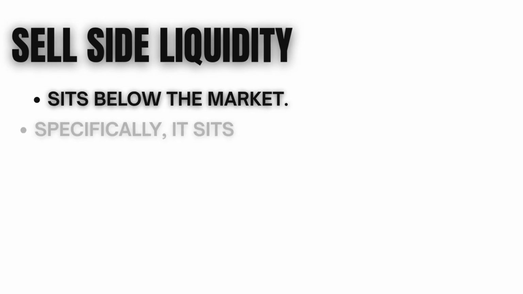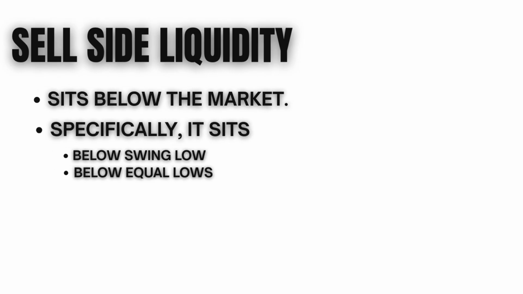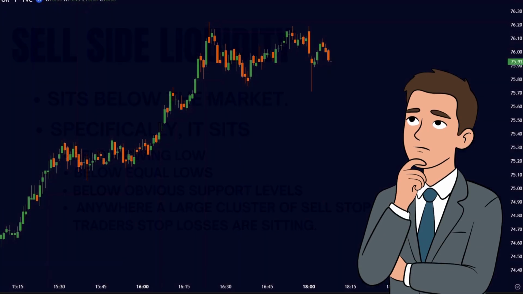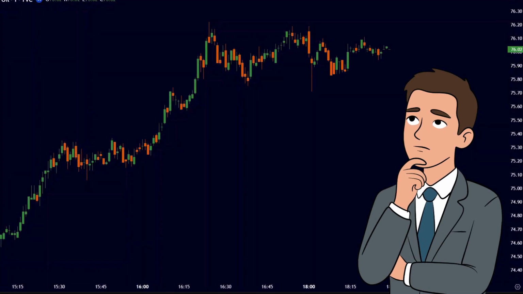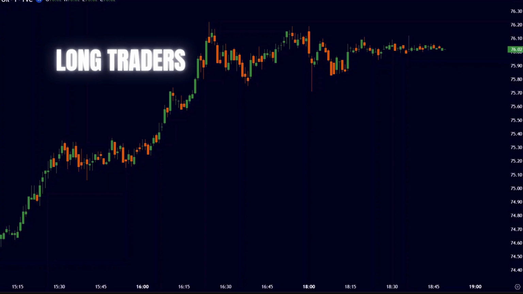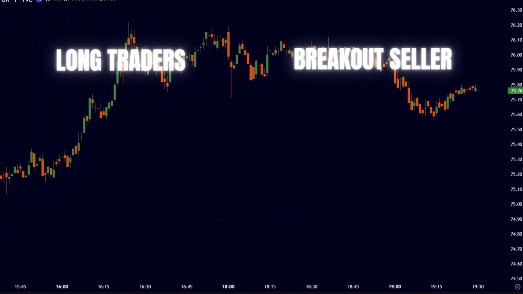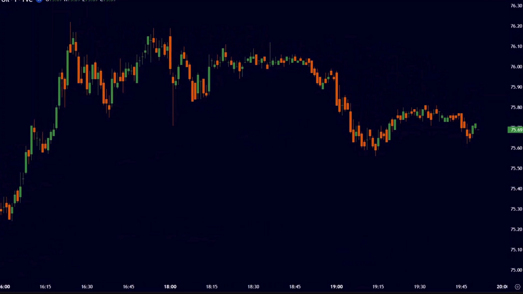Sell-side liquidity is the mirror image. It sits below the market, below swing lows, below equal lows, below obvious support levels. Anywhere a cluster of sell stop orders and long trader stop losses are sitting. Think about who has orders resting below a swing low. Long traders who entered near that low and have their stop loss just below it. Breakout sellers waiting for a breakdown below support. These are the sell-side orders.